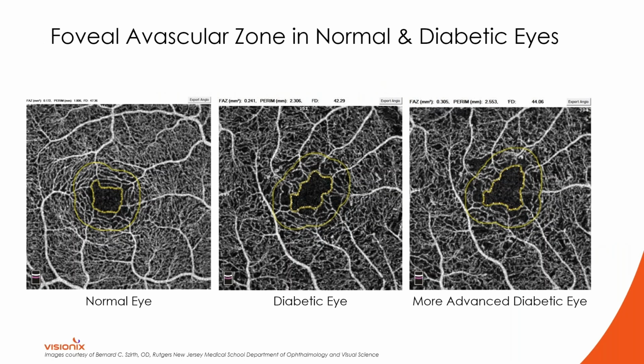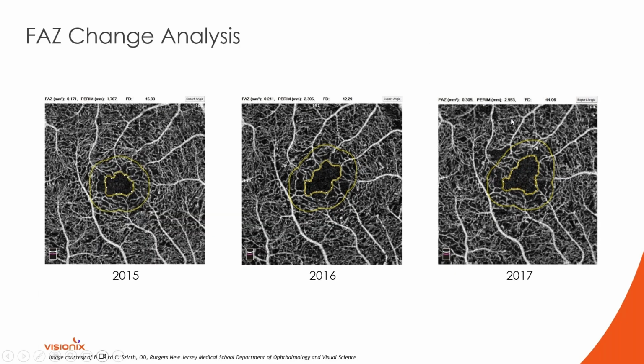Here's an example of how we can measure foveolar vascular area in normal eyes versus diabetic eyes. And they give you a metric on top here so you don't have to guess. So as the patient's foveolar vascular zone gets larger, that's an indication that the diabetes is getting worse. And again, you do not have to measure it. The machine automatically does it for you.